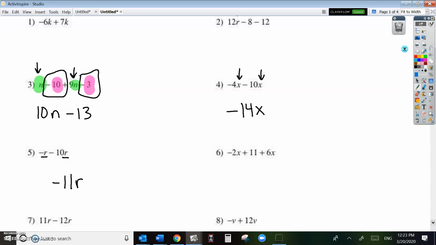Problem 6, you've got an x there and an x there, and a constant here. This first x is negative, this one is positive. Combine those two. So 2 and negative 6 together makes negative 4. Bring the x with those, and then put the plus 11 right there. That's all you have to do.